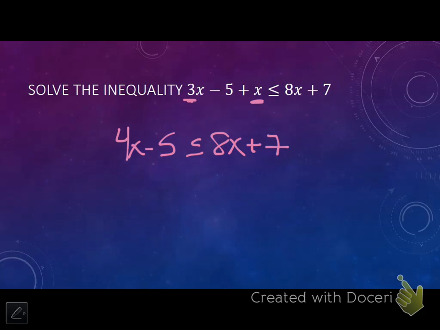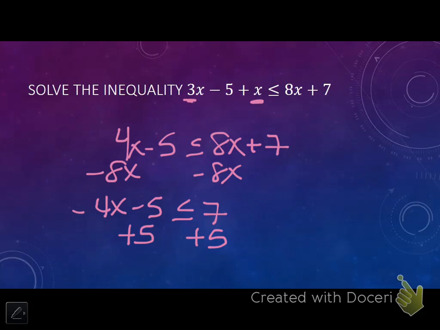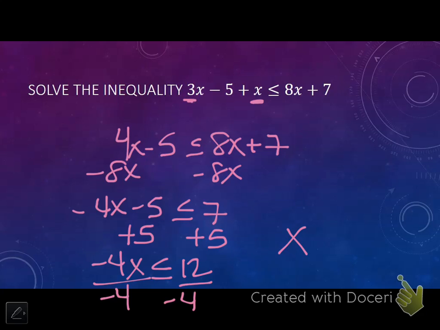Okay, now we want our x's on one side and our numbers on one side. So let's subtract 8x. And add 5. Okay, now we have to get x by itself, so we're going to divide everything by -4. We divided by negative, so we flip our sign. 12 divided by -4 is -3.